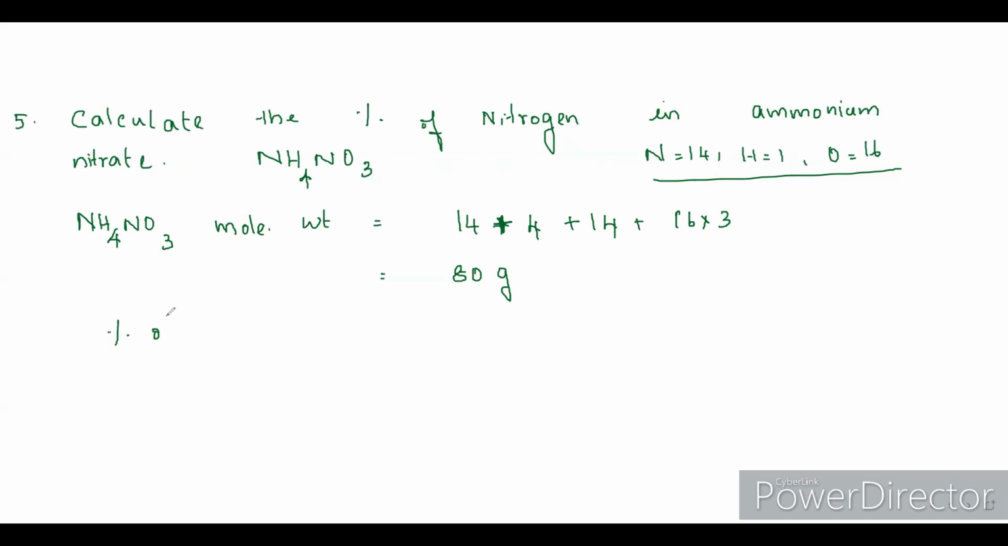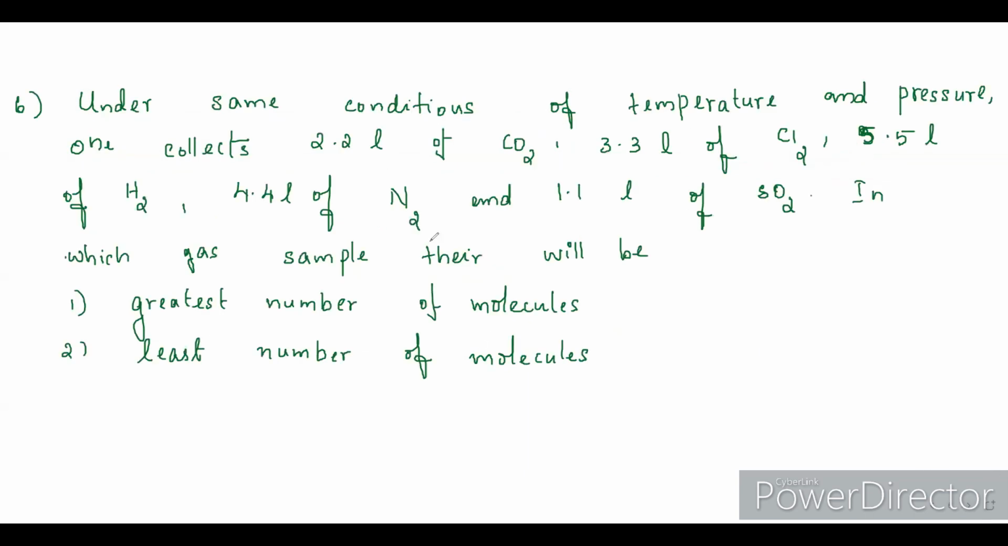Then the percentage of nitrogen is, there are two nitrogens, right? So 28 by 80 into 100. On solving, this is 35%. Okay, that was a simple question. Now, this is something different.